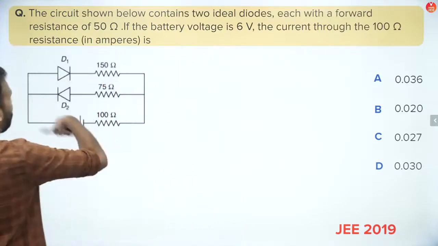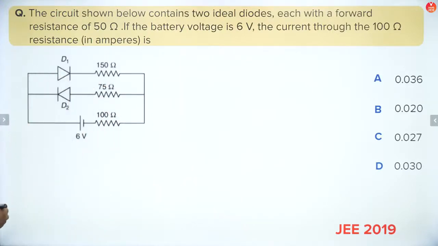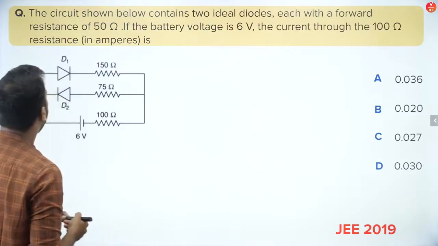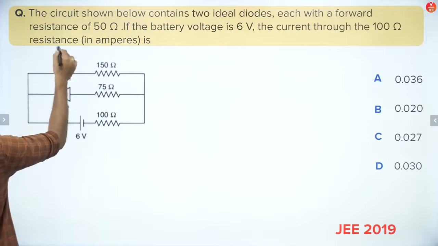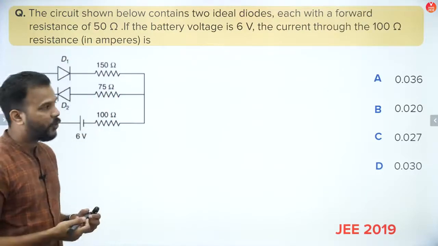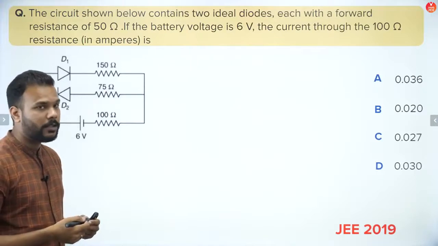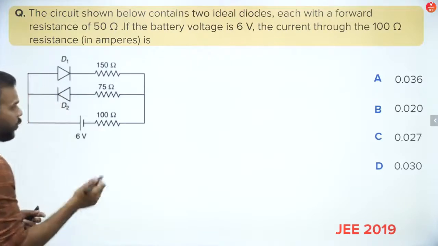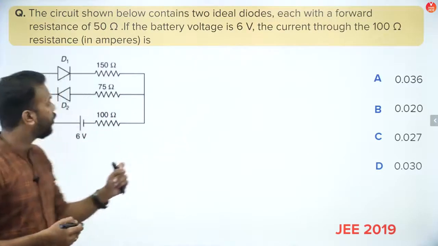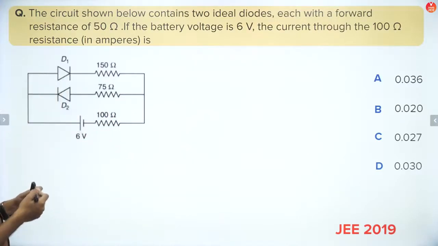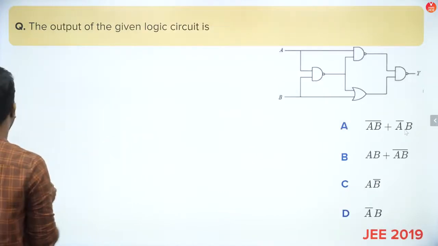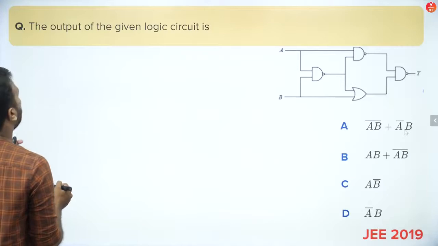It says that again you have been given the circuit which has two diodes, which they say are ideal diodes, but when they are forward biased, they offer a resistance of 50 ohms, both of them. And obviously reverse bias they have not mentioned, because in reverse bias the diodes offer infinite resistance. They do not let the current pass through that branch. So if the battery is 6 volts and the current through the 100 ohm resistance is to be found, we have to find out the value of the current through this resistance, which basically means what?